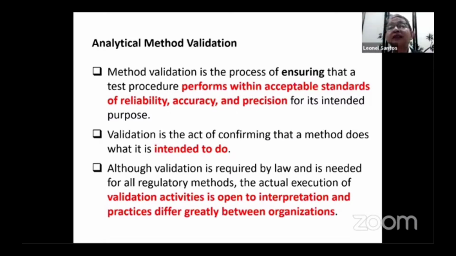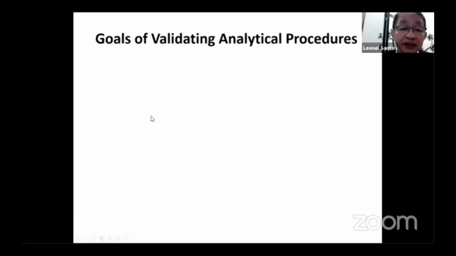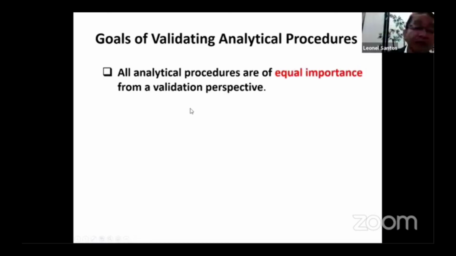Meaning, if there is a validation procedure from one organization, say pharmaceutical lab A, they may be performing precision using 12 samples, and for another laboratory, laboratory B, they may be performing precision using 6 samples or 8 samples. So the details in terms of actual validation protocol vary from one organization to another. But the goals of validating analytical procedure are several-fold.